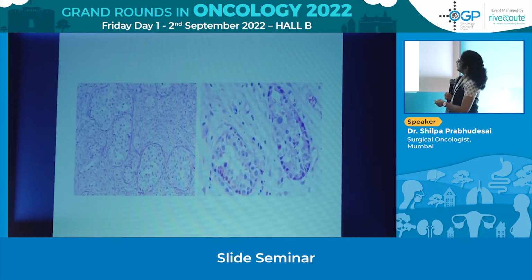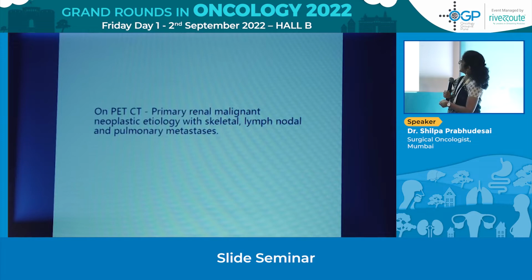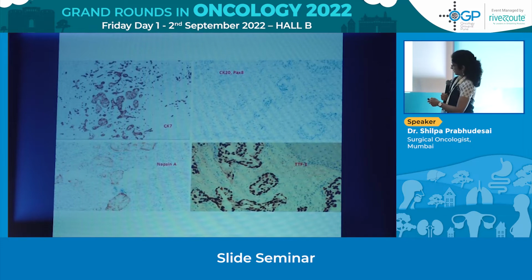So here again, what are the possibilities? One is that perhaps it is of some minor salivary gland origin, an adenocarcinoma, or again, it has come from some other site. So this was the PET CT information we got. They said it's a primary renal malignant neoplasm with skeletal, lymph nodal and pulmonary mets. And this was our IHC.